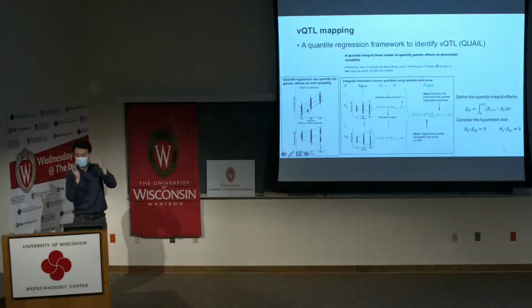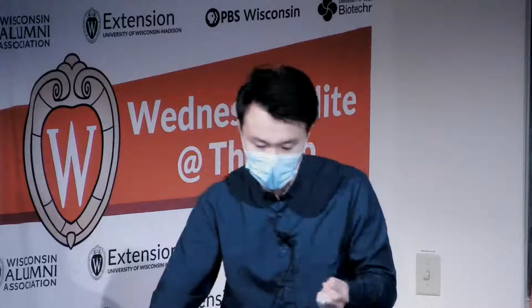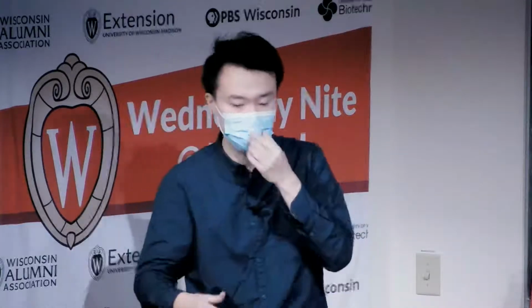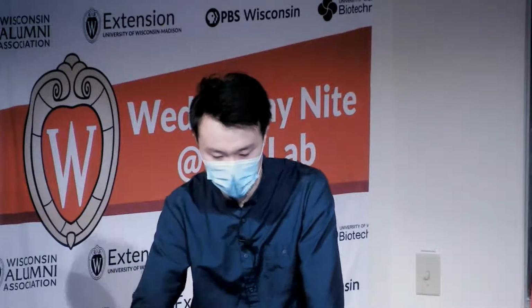These lines should be parallel. If this genetic variant is actually contributing to the phenotypic variability, then by doing a similar analysis, you should expect to see the slope actually differ. The 20% quantile regression should give you a very different effect size compared to an 80% quantile regression. That's a general intuition.